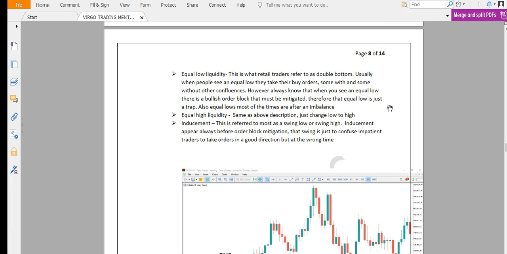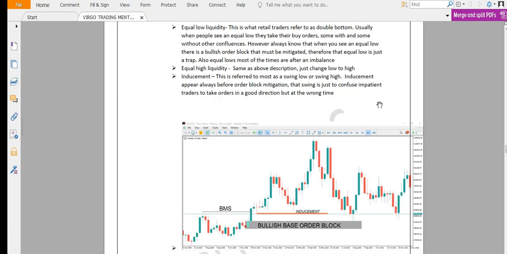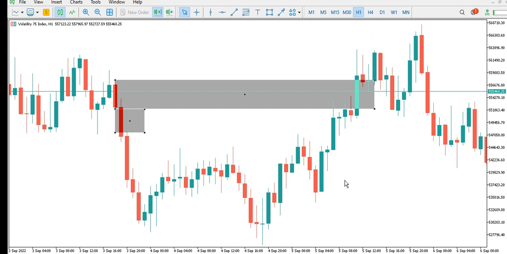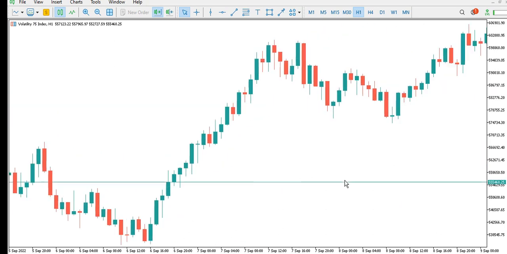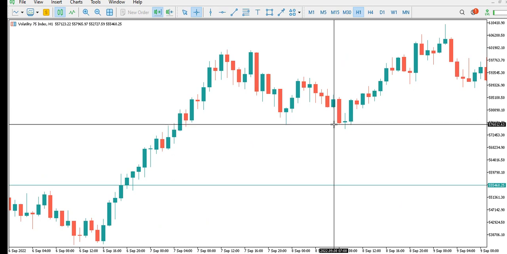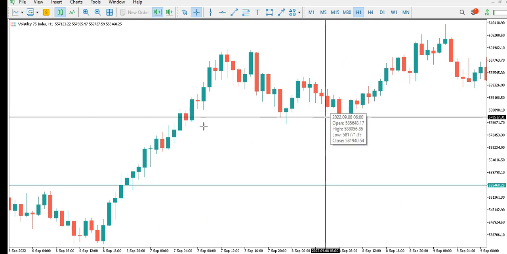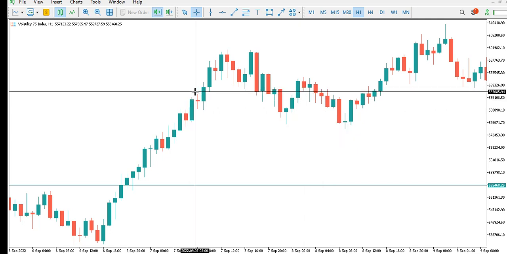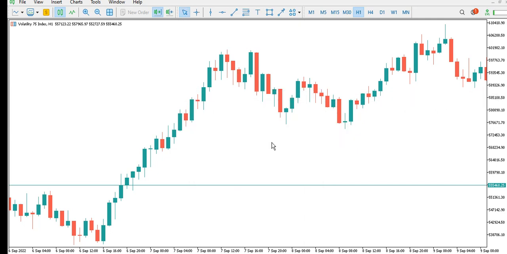So now let's go to that which you refer to as a double bottom, which is an equal low. Let's see, is this an equal low? No, this is not an equal low. Is this an equal low? No, it is not. Is this an equal low? No, it is not. Okay, here's another mistake.